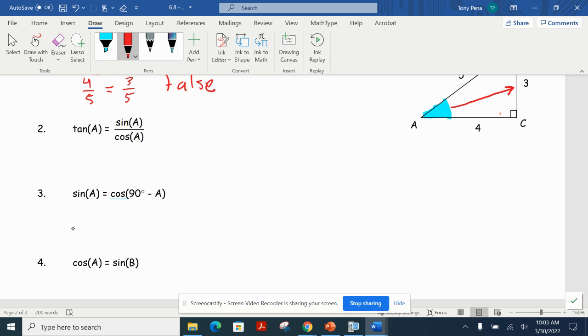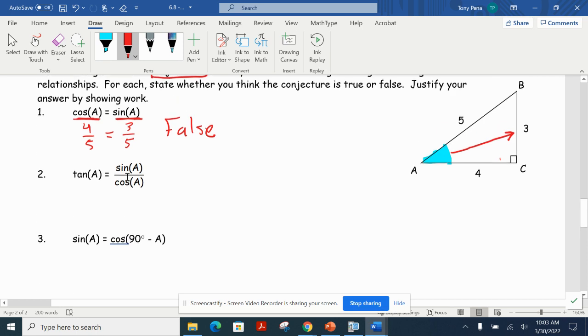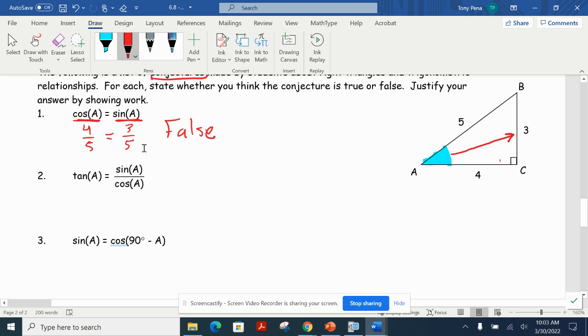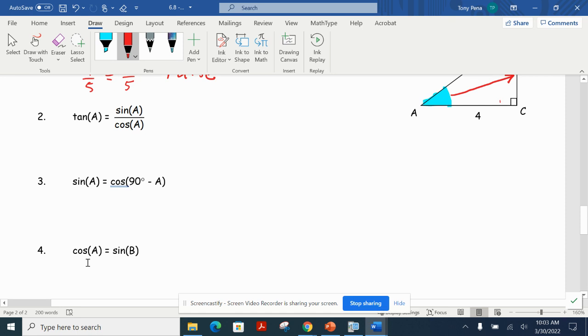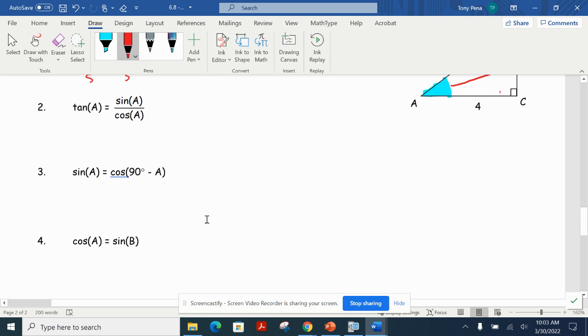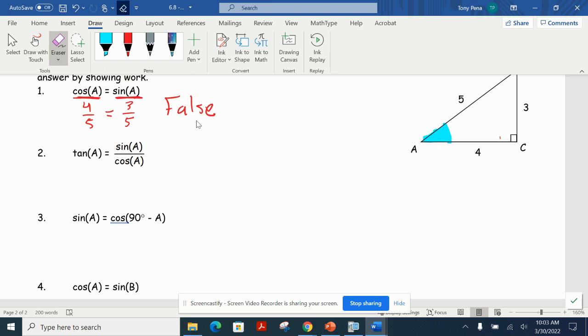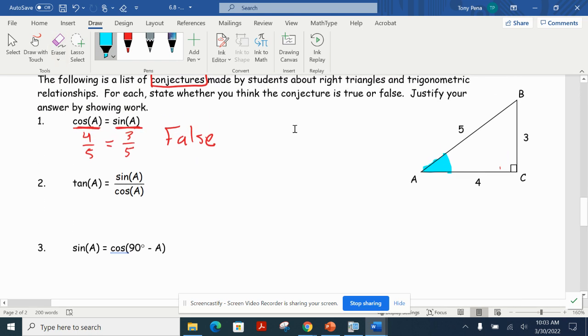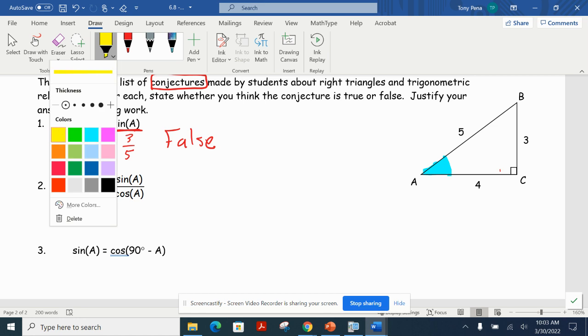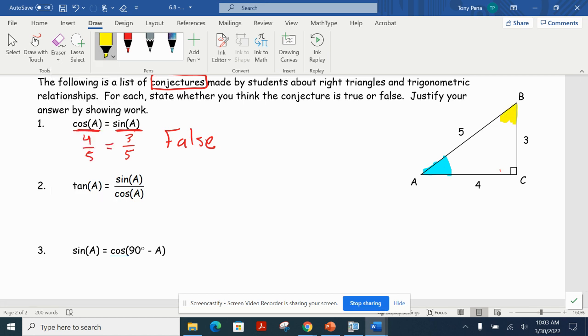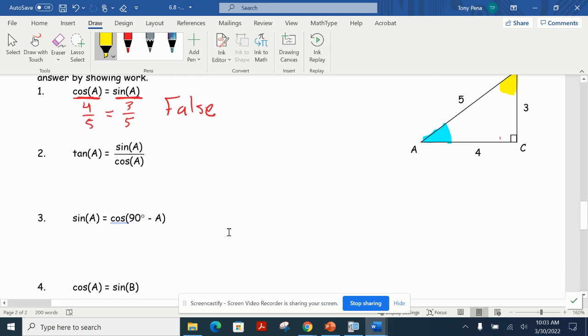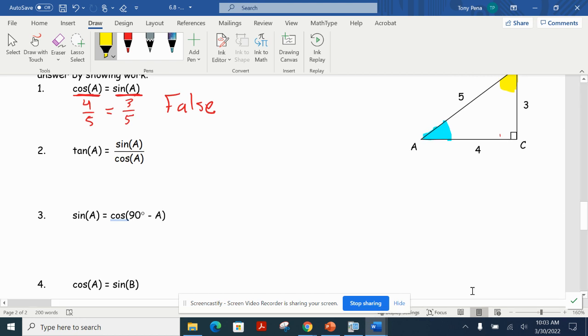So jump down, or not letter B, number 4. So come down to number 4. Answer number 4. We still, in number 1, we did cosine equal to a sine, but it was of the same angle. This is now, is the cosine of angle A equivalent to the sine of angle B? So do number 4 real quick. Make this a little smaller.